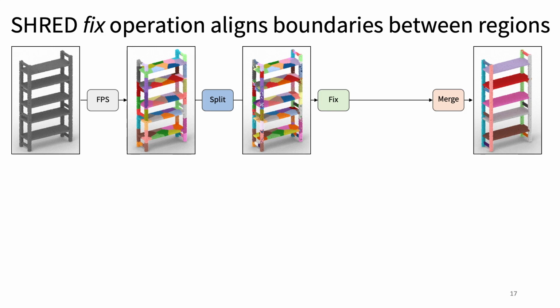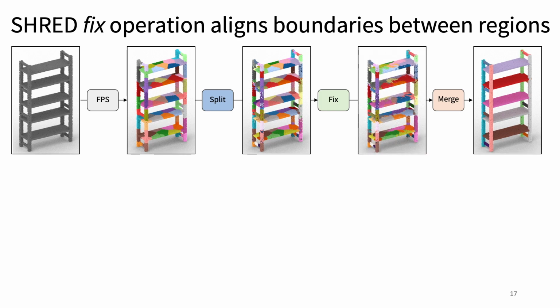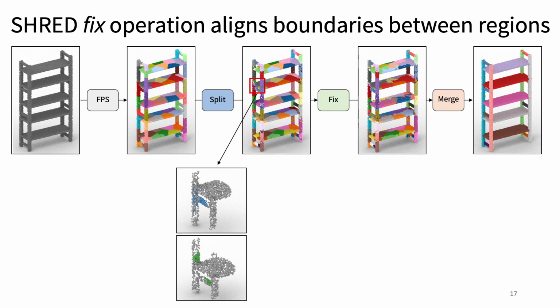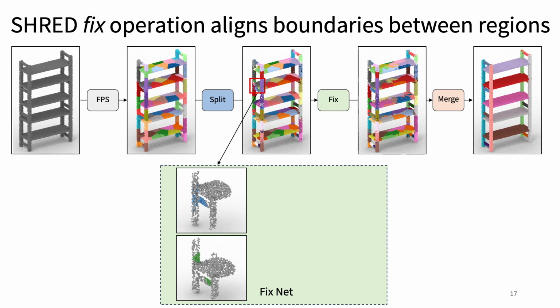The fix operation is responsible for improving the boundaries between regions. It consumes the region decomposition output by the split operation. This decomposition is often fine-grained, but it might contain errors on region boundaries, as a split network receives no information about the shape outside of each region. To accomplish this goal, the fix operation uses a fix network that we model with a PointNet++. The fix network operates over individual regions, shown in color on the left, but also receives nearby points from outside the region as input, shown in gray on the left.